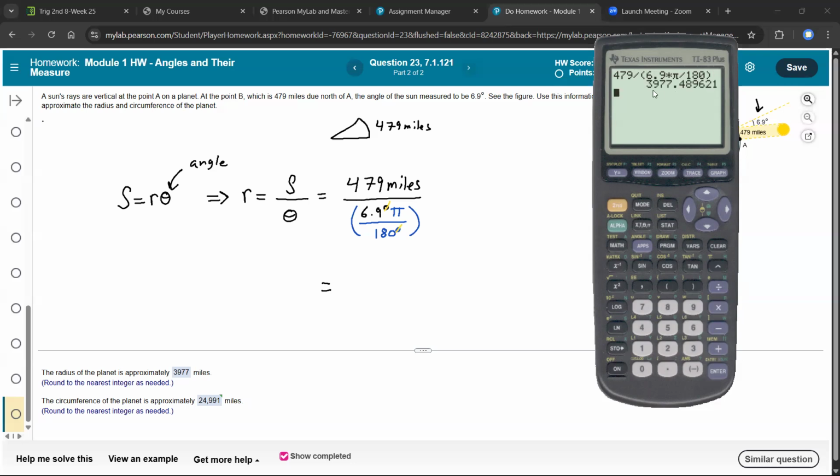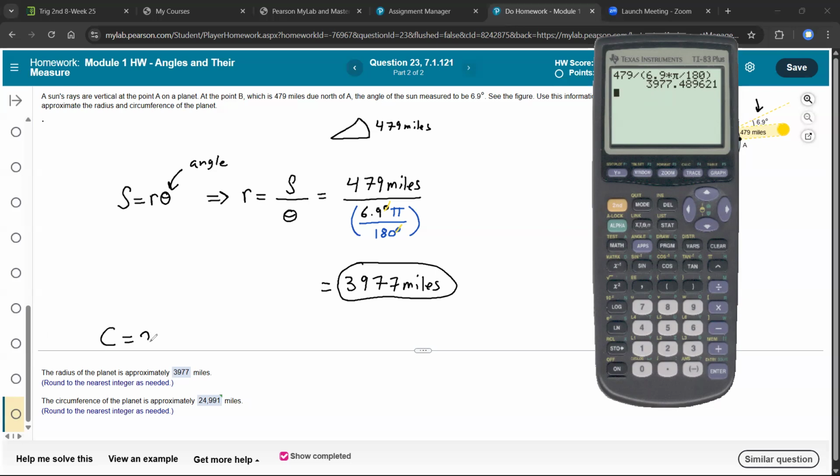So I found 3,977 miles if you round it, and I'm going to. So they asked me to round to the nearest integer, 3,977 miles, and there we have it. Okay, cool. Now it also asked for the circumference of the planet.